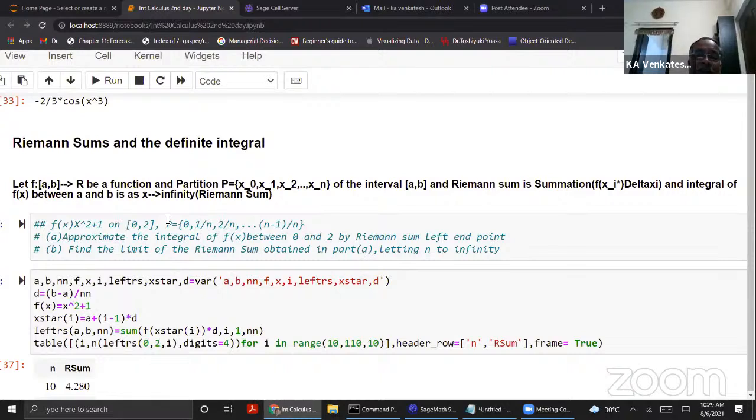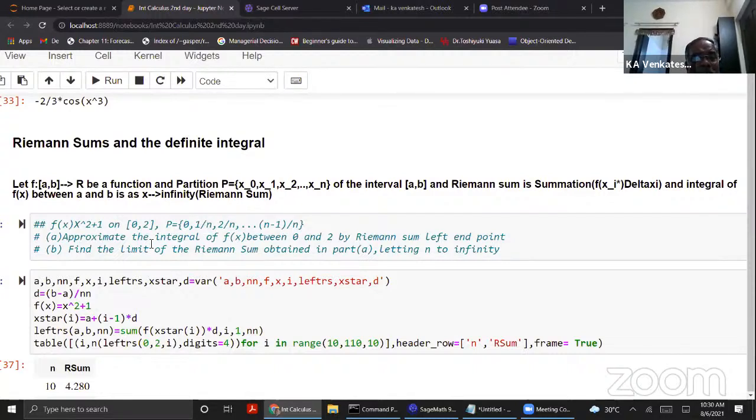So when n, the number of subintervals, is given, and f is defined on a comma b, the width of each subinterval we can define as b minus a by n. So that is what we are going to do. Here f of x is given as x square plus 1 on 0, 2. The partition is also given: P equals 0, 1 by n, 2 by n. What is the meaning of that? The subintervals are equal, so the width of each subinterval is 1 by n.